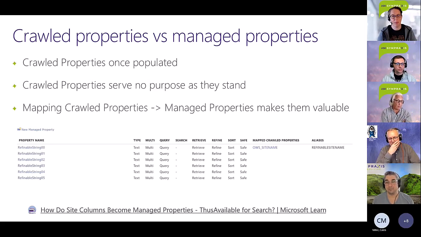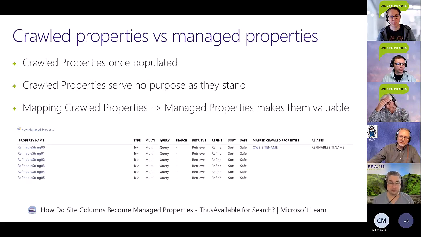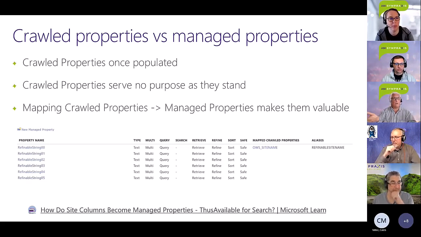So for example, if you've had people create benefits country and policy country, and you've got a bunch of columns that are actually providing the same values, you can map all of those crawled properties to the same managed property if you need to band-aid the fact that it hasn't been done right in the first place. But ideally, you're creating these site columns and reusing them so that you don't have to have that kind of multiple mapping.